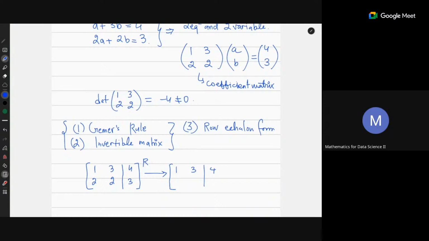I will apply first R2 minus 2R1. So 0 and -4, and 3 minus 8 is -5. Now I will divide R2 by -4, or multiply R2 by -1/4, and this will give me 1, 3, 4 on the first row and 0, 1, 5/4 on the second.